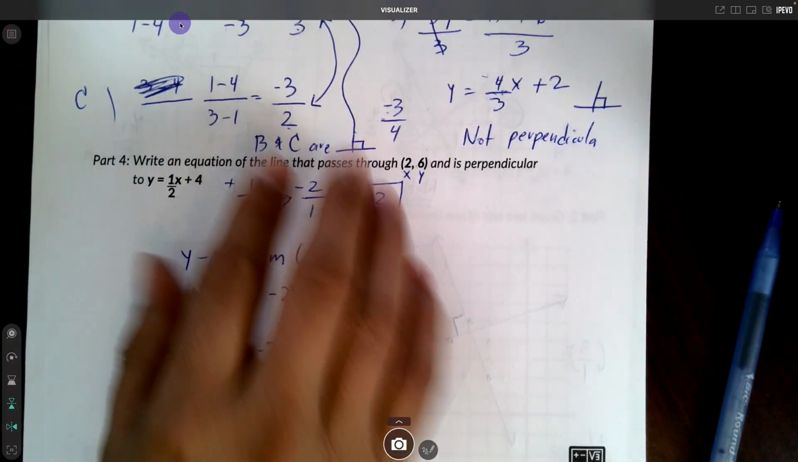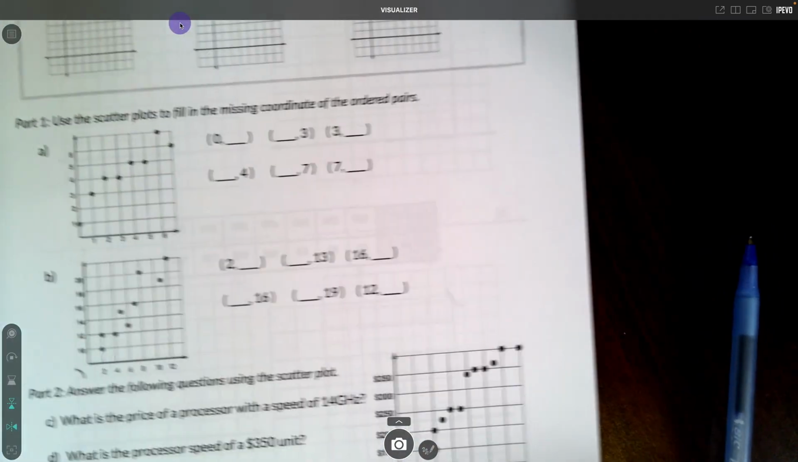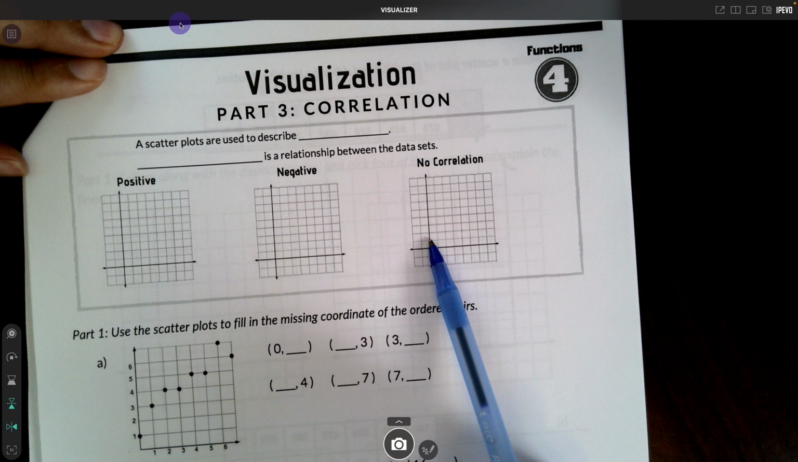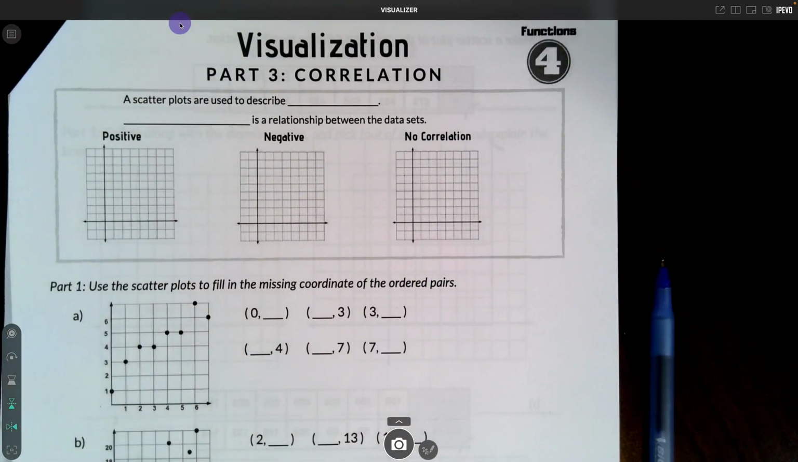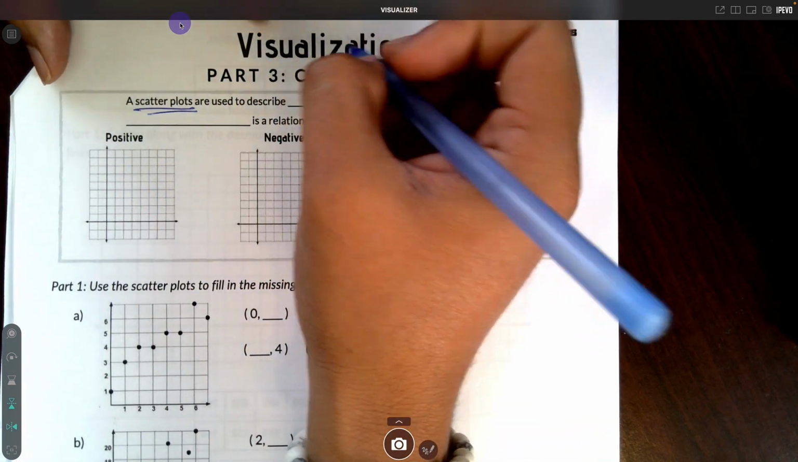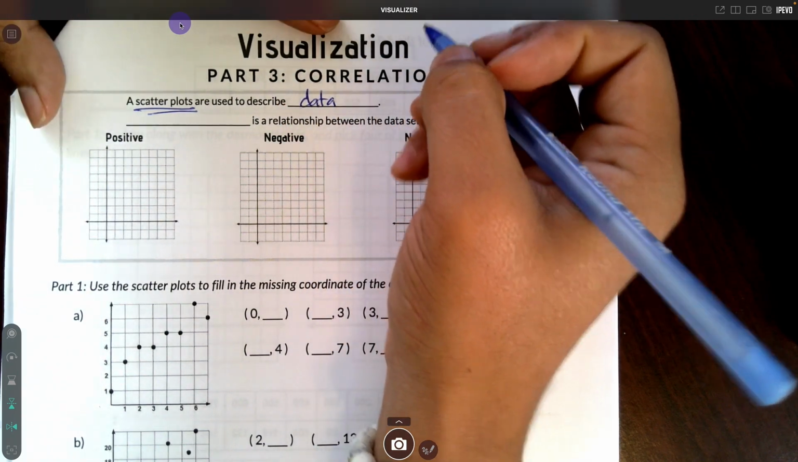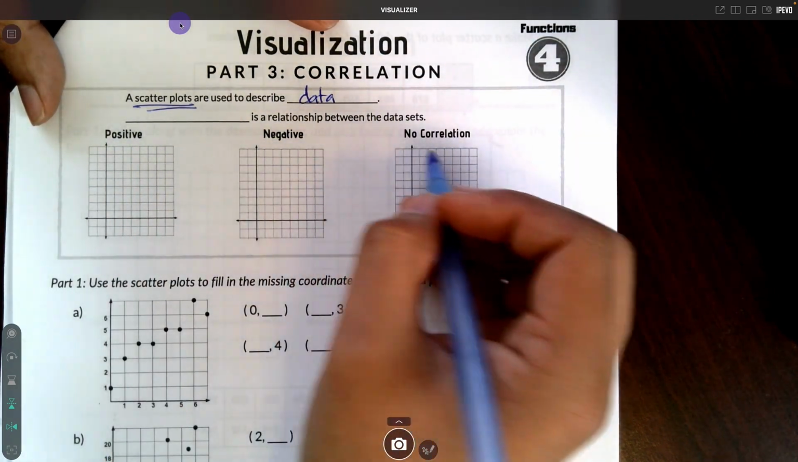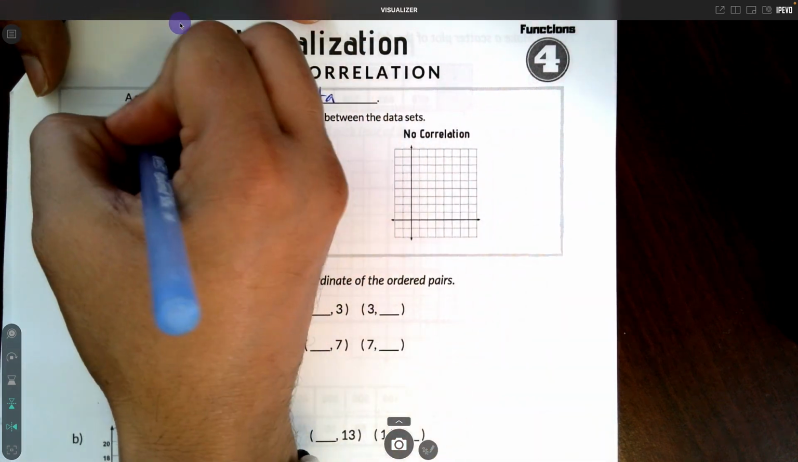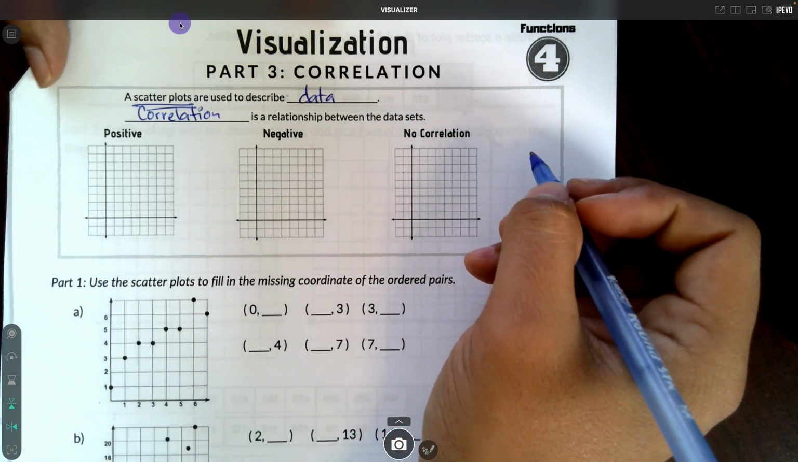Now that we were able to confirm that we did this correctly, we're going to flip and do part 3, correlation. We're going to talk about scatter plots, which are used to describe data. But really what we want to know is, what kind of correlation does the data have? Correlation is a relationship between the data sets.